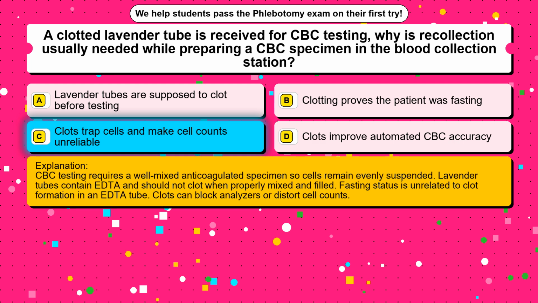CBC testing requires a well-mixed anticoagulated specimen so cells remain evenly suspended. Lavender tubes contain EDTA and should not clot when properly mixed and filled. Fasting status is unrelated to clot formation in an EDTA tube. Clots can block analyzers or distort cell counts.